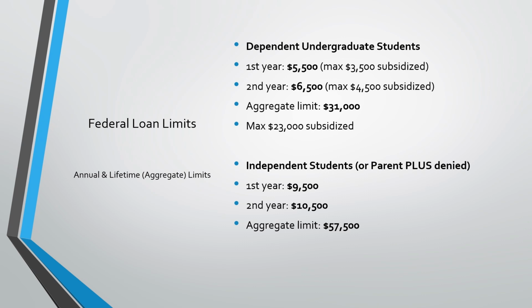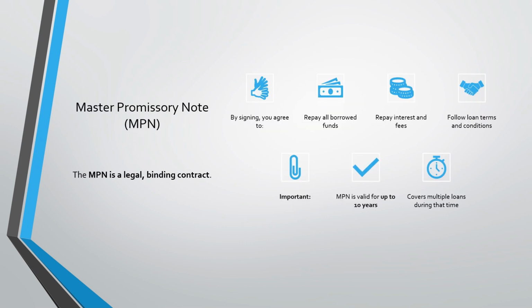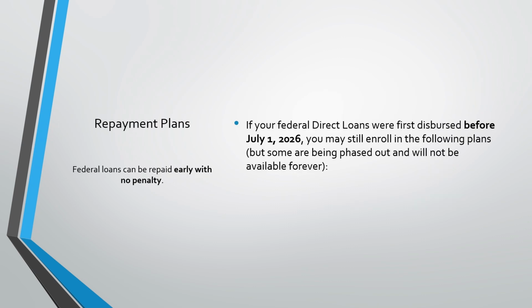The Master Promissory Note, or MPN, is a legally binding contract. By signing it, you agree to repay your loans, including interest and fees. If your federal direct loans were first disbursed before July 1st, 2026, several repayment plans may still be available. Some of these plans are being phased out and will not be available forever.